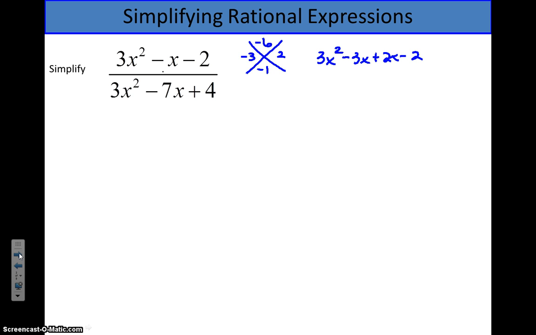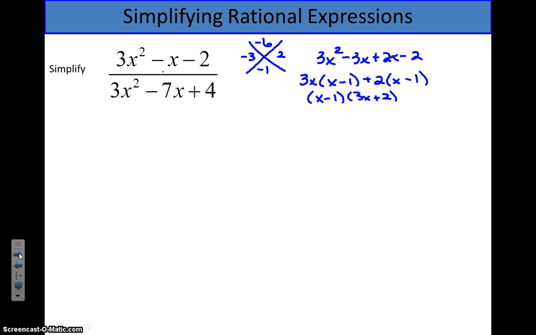So doing our grouping method from the other day, we have a GCF of 3x from our first group, leaving me with x minus 1, and a positive 2 as our greatest common factor from the second group, leaving us also with x minus 1. And so our factors in the numerator are x minus 1 and 3x plus 2.